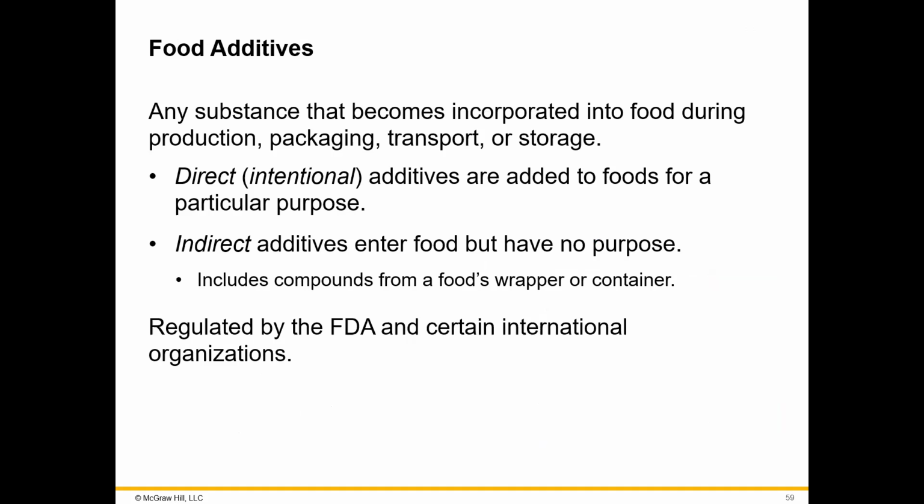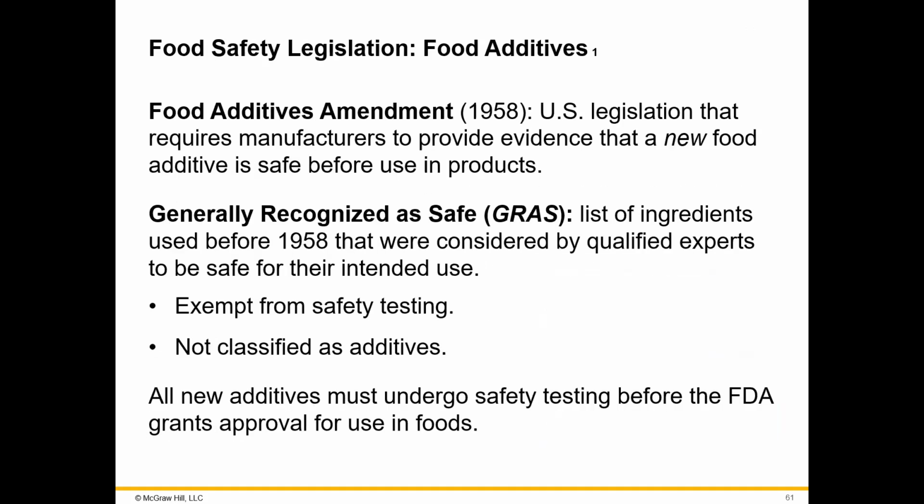You also have indirect additives. These are additives that enter the food but have no real purpose. So, such as an aluminum wrapper leaching aluminum, or the microplastics that come from the plastic containers, that kind of thing. All of these are highly regulated by the FDA. There is the Food Additive Amendment from 1958, which required food manufacturers to provide evidence that this new food additive was safe to use in their product.